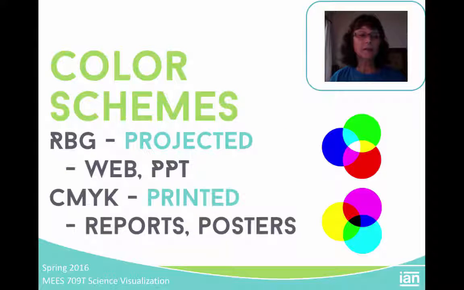There are two color schemes to choose from depending on your final product. RGB, red, green, blue, is used when colors are displayed as light, such as on a computer monitor, TV, or projection screen. CMYK, cyan, magenta, yellow, black, is used when colors are displayed as ink, such as in printed documents. Photoshop allows you to choose the appropriate color scheme.